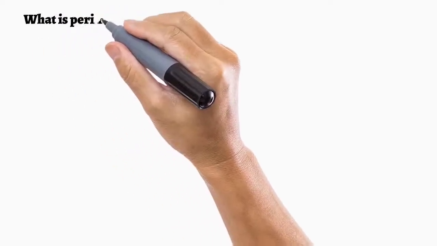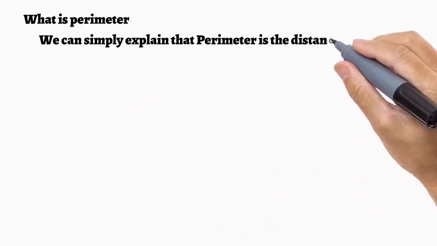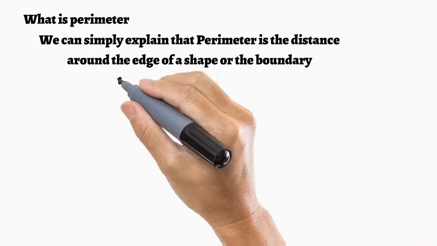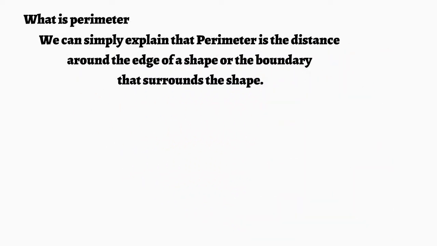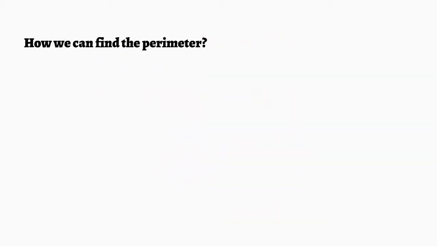What is perimeter? We can simply explain that perimeter is the distance around the edge of a shape, or the boundary that surrounds the shape. How can we find the perimeter? Now we know what perimeter is.